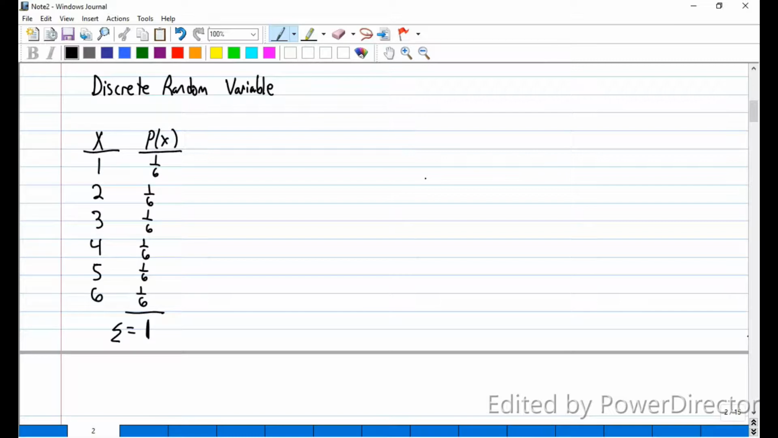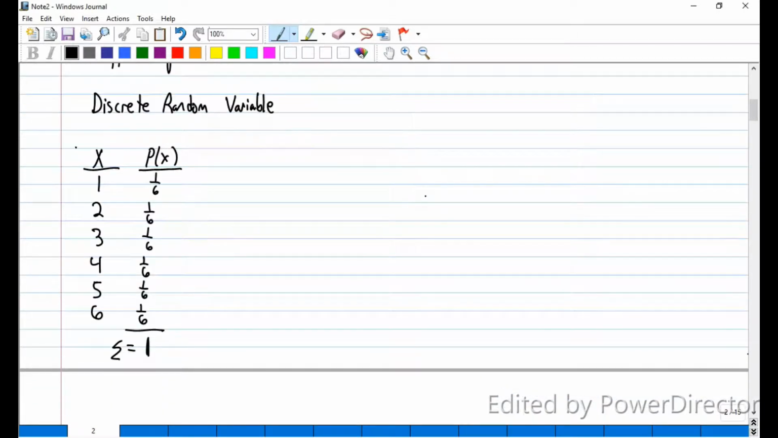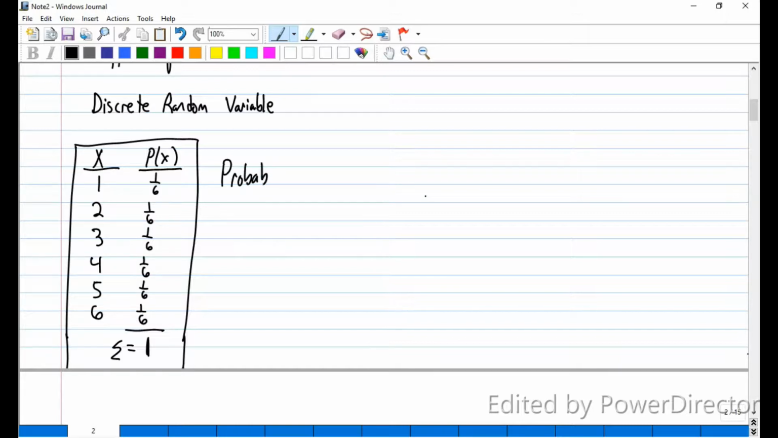Okay. So I can't roll a 7, I can't roll a 0. When I roll a die, I'm going to get one of those 6 numbers. Alright, so me drawing that table, that's called a probability distribution. You can draw it however you want, but this right here, me drawing this table, that's called a probability distribution.